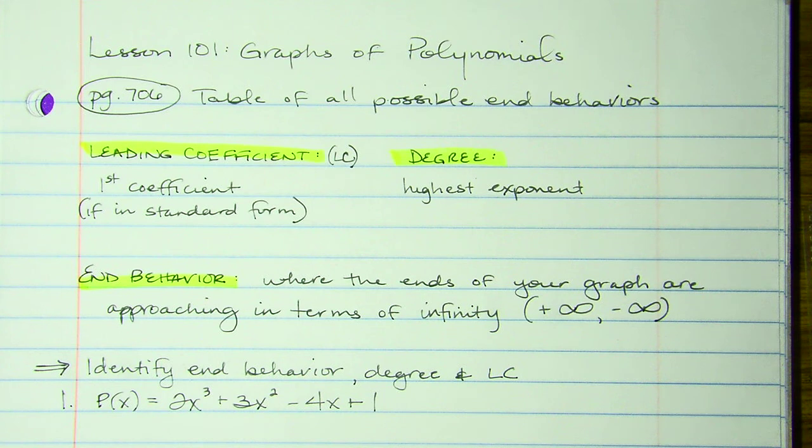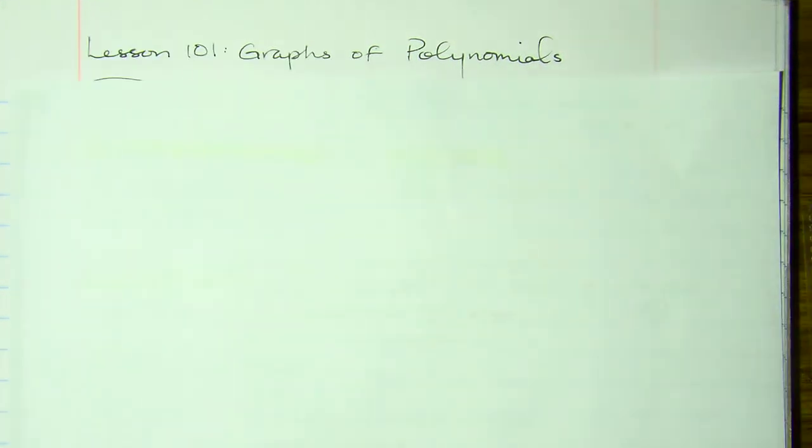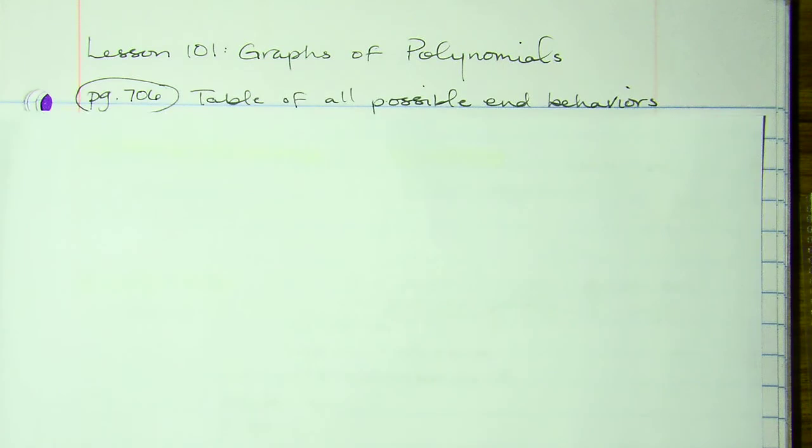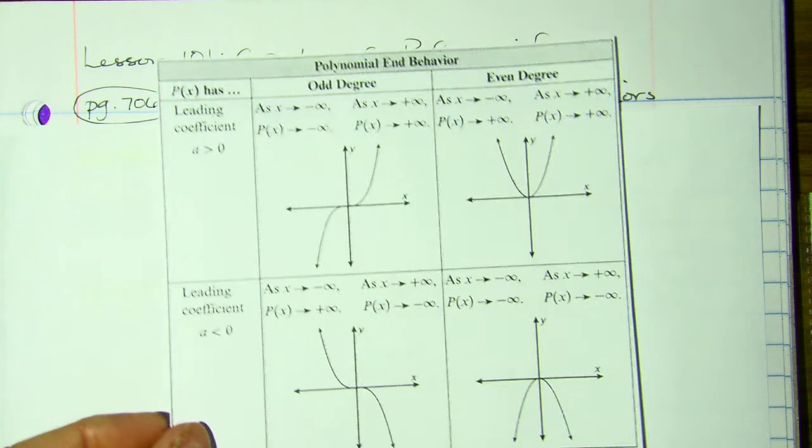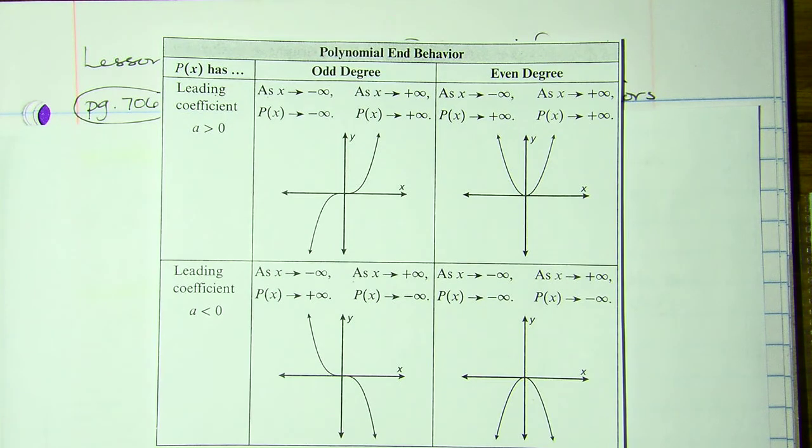Algebra 2, we are going to be going over an introduction to graphing polynomials. So we are going to be referring to page 706 a lot. 706 is the table of all possible end behaviors. I made a copy of it so you could see, and I'm going to tape it in our notes.